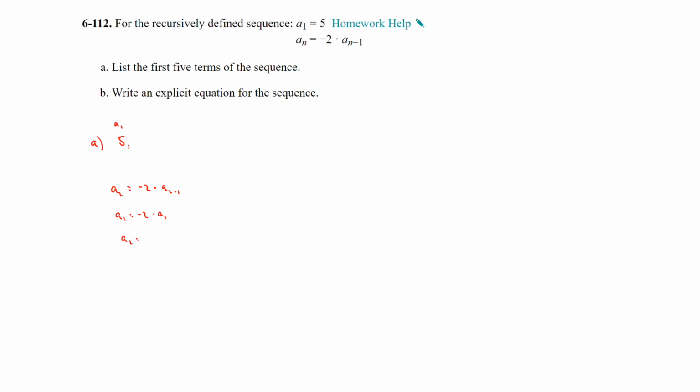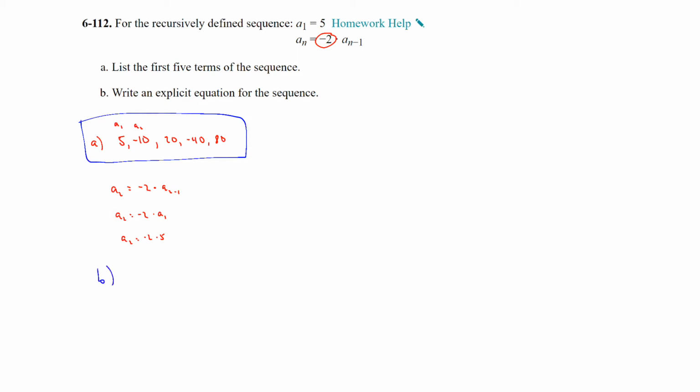So the second term is equal to negative 2 times 5, which would be negative 10. So that's the second term. Now, since it's written as a recursive sequence, each previous term is getting multiplied by negative 2. So negative 10 times negative 2 is 20. 20 times negative 2 is negative 40. Negative 40 times negative 2 is 80. So that would represent the first 5 terms of the sequence using the recursive form.